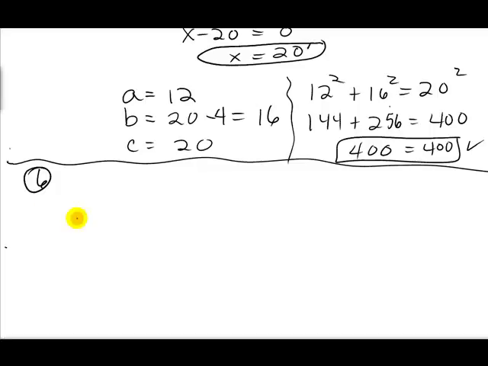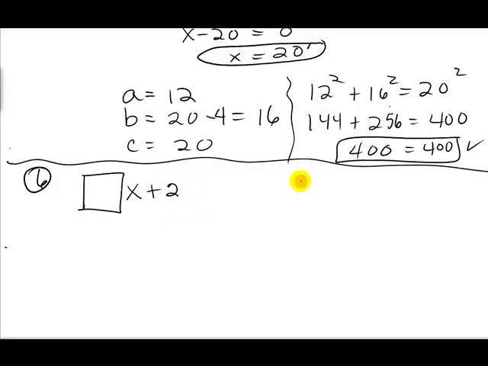Number 6, if the sides of a square are increased by 2 meters, the area becomes 81 square meters. Find the length of a side of the original square. So we have a square. The sides are going to be increased by 2.